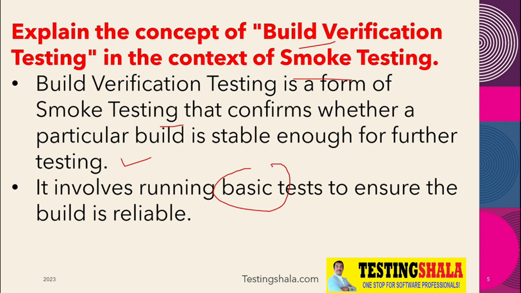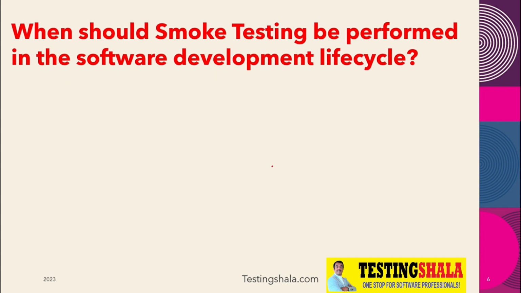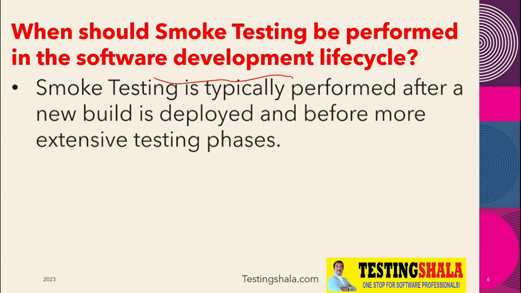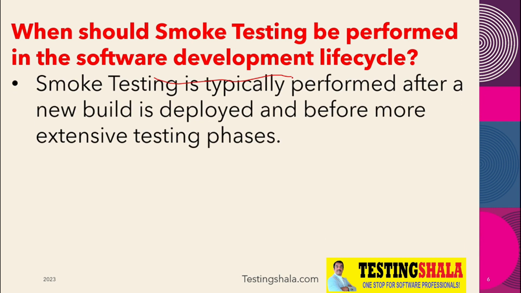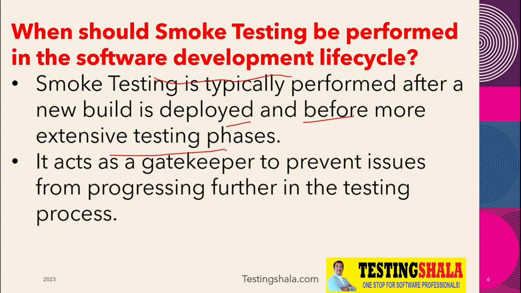The next question is, when should smoke testing be performed in the software development life cycle? Smoke testing is typically performed after a new build is deployed and before more extensive testing is performed in further testing phases. That is when we use smoke testing in the software life cycle, and it acts as a gatekeeper to prevent issues from progressing further in the testing process. It tries to catch any critical issues before we take up further testing.